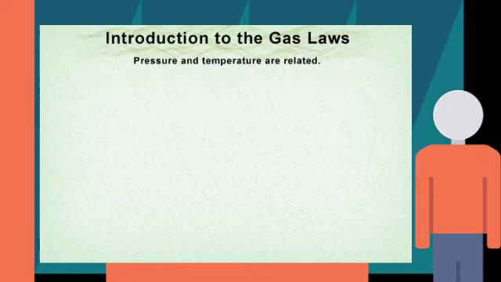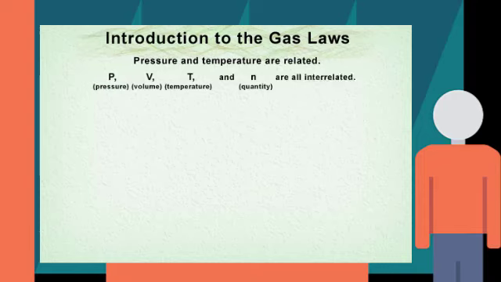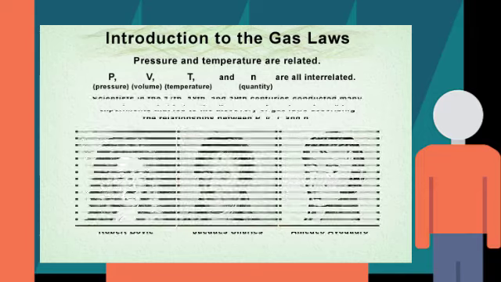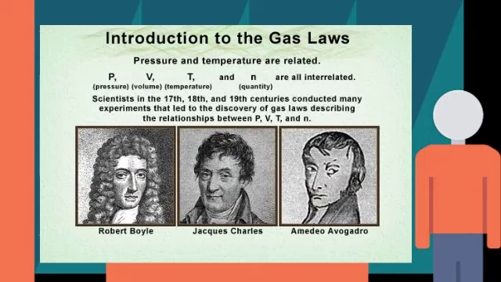In the previous scene, you saw that pressure and temperature are related. In fact, all the factors used to describe gases are interrelated. Just as you have become familiar with properties of gases, scientists in the 17th, 18th, and 19th centuries were also aware of the physical properties of gases. To learn more about how gases behave, these scientists conducted many experiments which led to the discovery of the gas laws that describe the relationships between pressure, volume, temperature, and the amount of a gas.